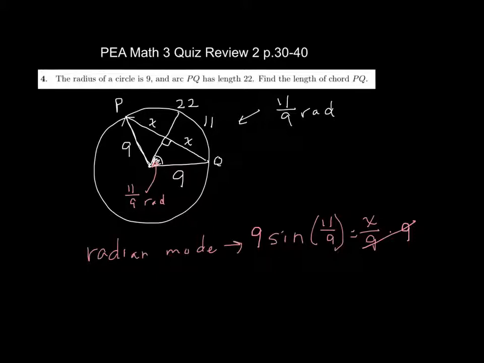Now that's x. So how would I find the length of the whole chord then? Just double it. So chord PQ equals 2 times 9 sine 11 over 9. Make sure you're in radian mode.